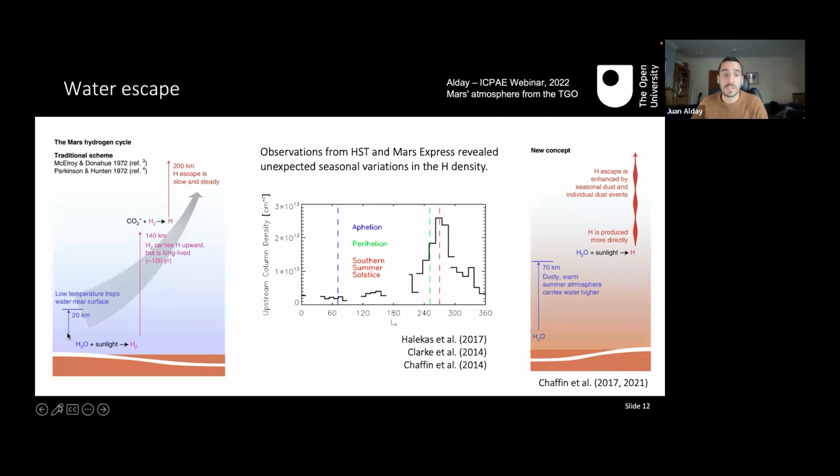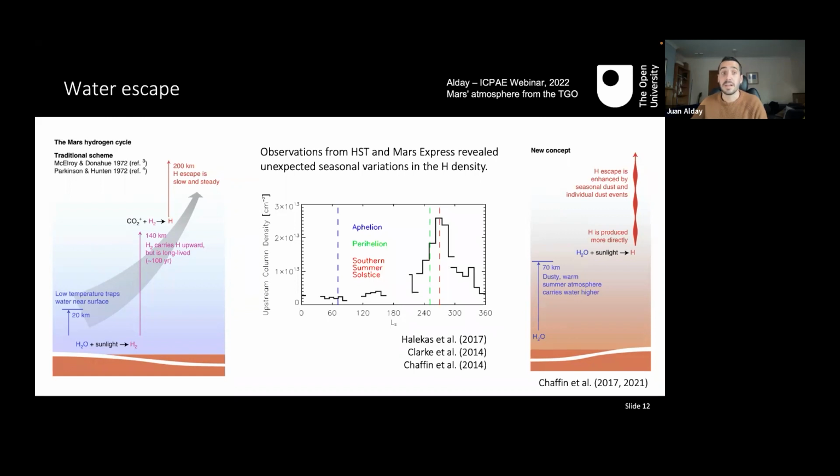Instead, what was suggested is that photochemical reactions in the lower atmosphere could produce molecular hydrogen, and this molecular hydrogen doesn't condense into the clouds. So it could rise up to the upper atmosphere where it could interact with CO2 plus ions, forming atomic hydrogen, and it is this atomic hydrogen that later on escapes to space.